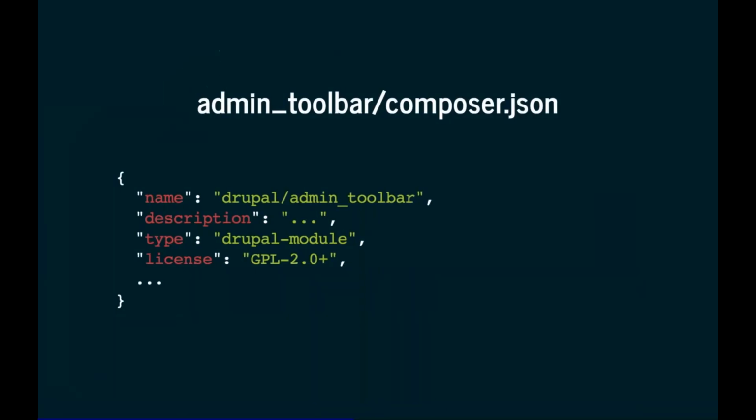First, every contrib module should contain a Composer JSON file with metadata. This metadata is the module name, description, and a type. In this case, as you can see, the type here is drupal-module. So this is what tells Composer, this package is of type Drupal module. And now Composer knows this is a Drupal module, so this metadata tells Composer how to manage this.